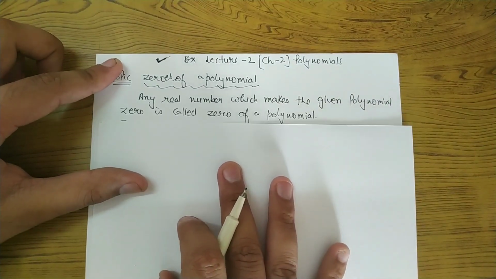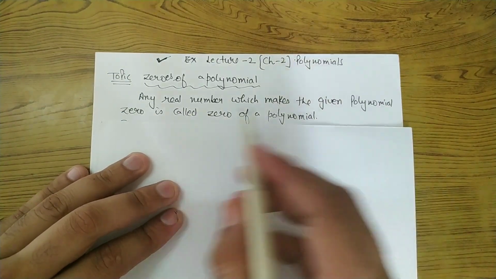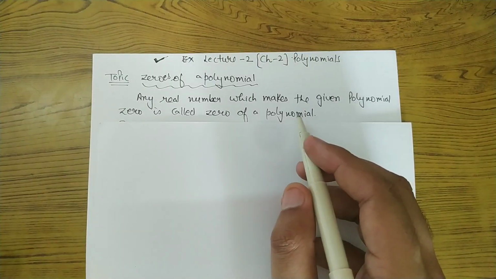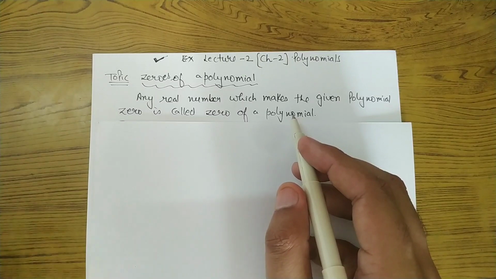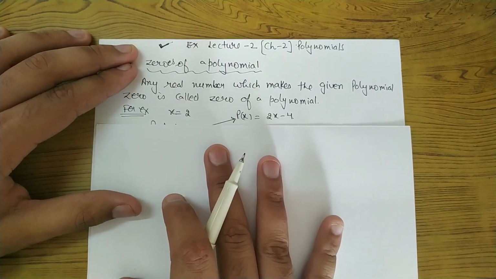Any real number which makes the given polynomial zero is called a zero of a polynomial. Means any number when you put in that polynomial, when it makes the answer of the polynomial 0, then that number is called a zero of a polynomial.